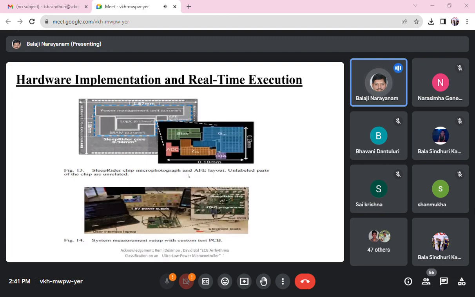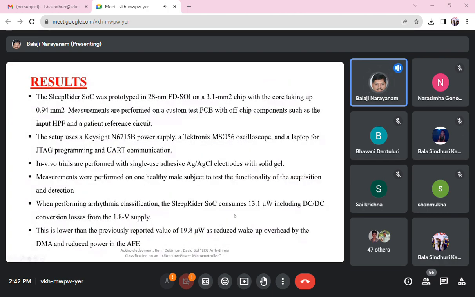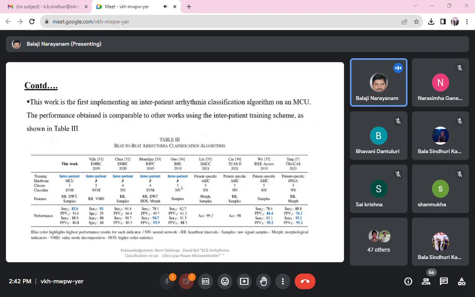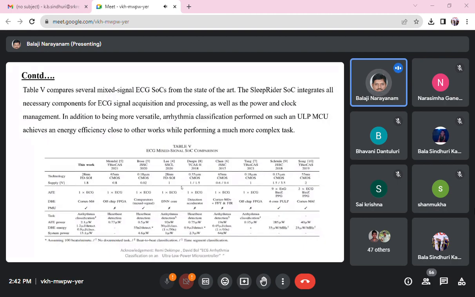There is the chip micrograph and the AFE layout. They are shown here, and the system measurement setup with the custom test PCB is also shown. What is very much required is that if I want to implement the same on an FPGA, how can I go for the same kind of ECG detection and arrhythmia classification using FPGA.